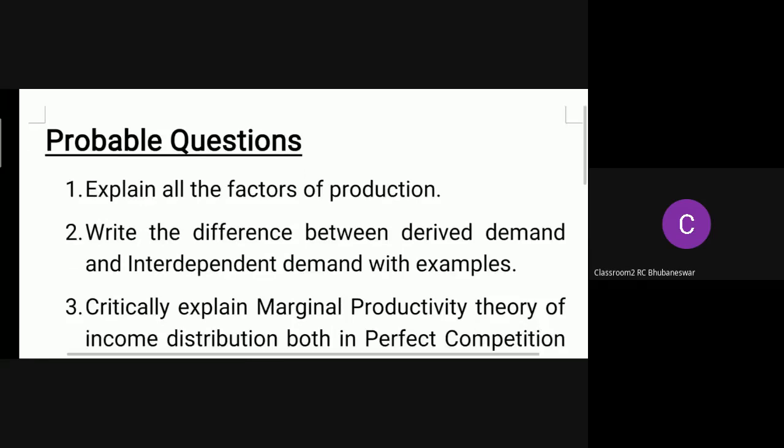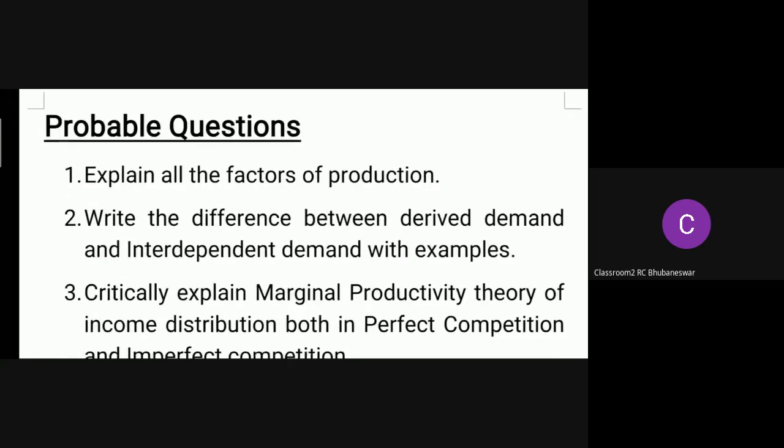Next question: write the difference between derived demand and interdependent demand with examples. I told you what is derived demand. First, you have to explain what is derived demand. Derived demand, I told you, cloth. Suppose a producer wants to produce cotton cloth.